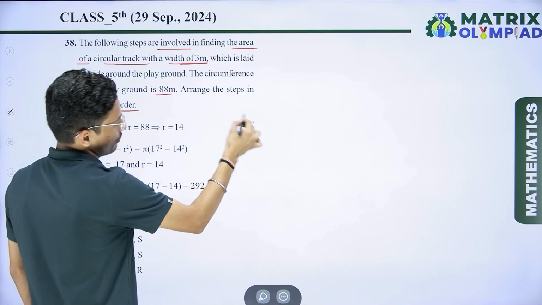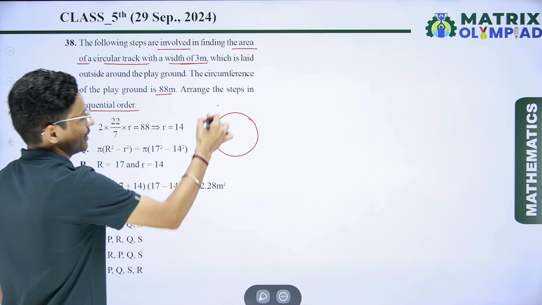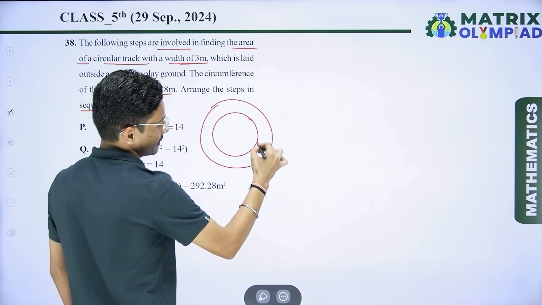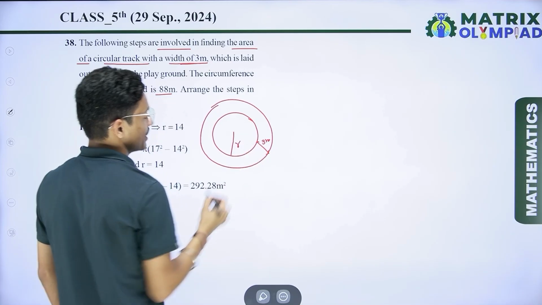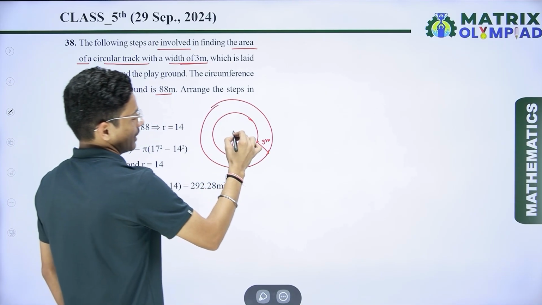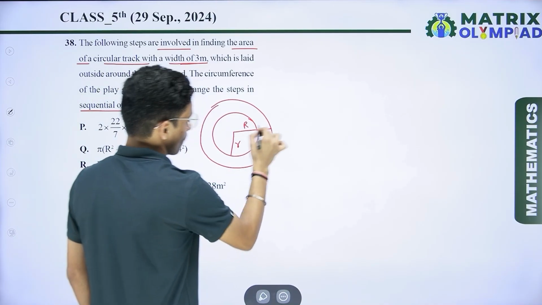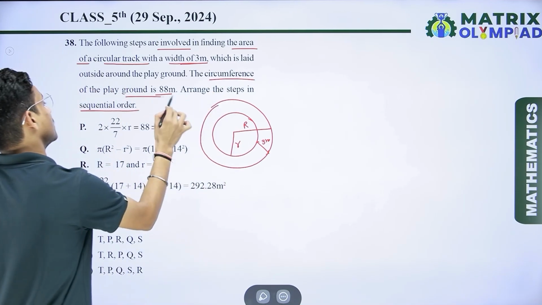So suppose we are given a circular garden and a track that is outside the circular garden. The width of the track outside is 3 meters. So let's assume the small r is the radius of the playground, and capital R is the radius of the outer circle including the track. So first we are given the circumference of the playground, that is 88 meters.